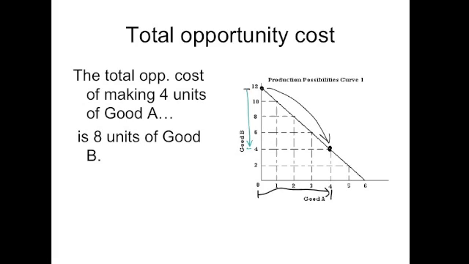This is a simplified production possibilities curve because it has a straight line. It's showing the concept of total opportunity cost, in which if they ask you something like what is the total opportunity cost of producing 4 units of good A, you would then compare it to if you had made 0 units of good A. And so at 0 units of good A, you could have had 12 units of good B. But because you're making 4 units of good A, you can only make 6 units of good B. Therefore, you went from 12 units of good B to 6 units of good B, losing 6 units of good B. In other words, the total opportunity cost of making 4 units of good A is 6 units of good B.